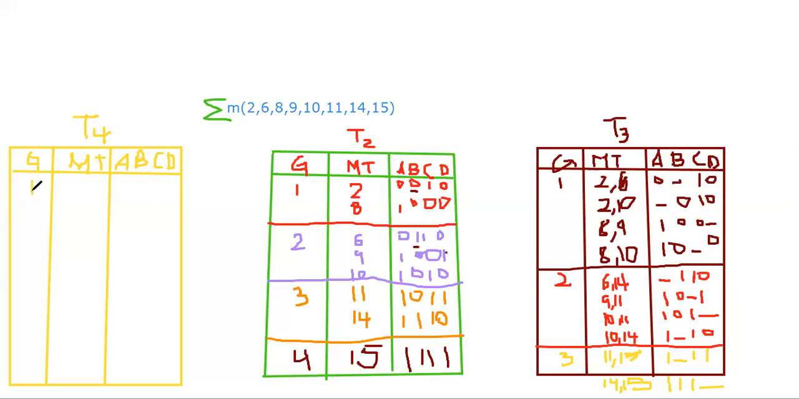So with first group, I will group 2 6 with 10 14.